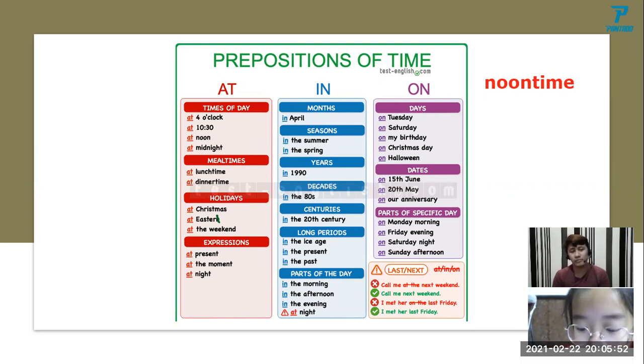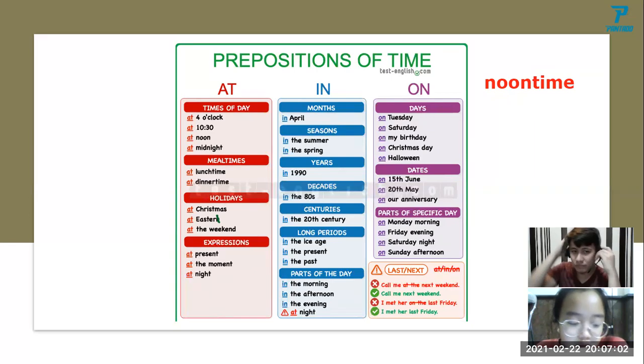Next, decades. In the 80s. Okay, in the 80s. Can you say it? In the 80s. Okay, good. Next. Centuries. In the 20th century. Okay, good. Next, long periods. In the ice age, in the present, in the past. Very good. Next, parts of the day. In the morning, in the afternoon, in the evening. Okay, very good. So that's how you use the preposition of time in. Okay, kindly remember.